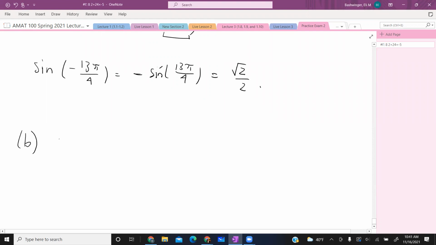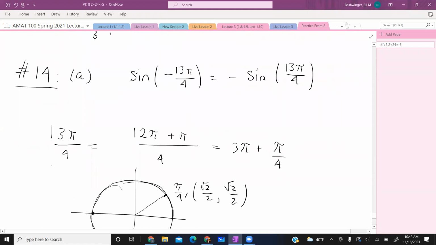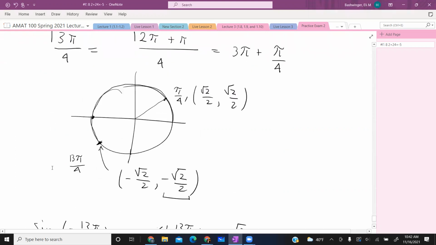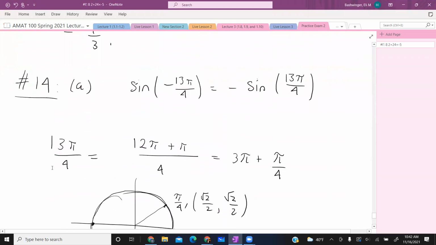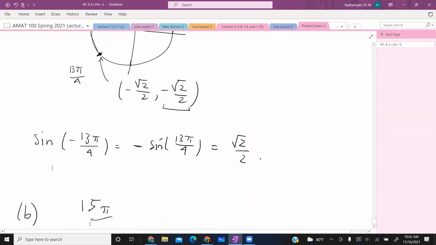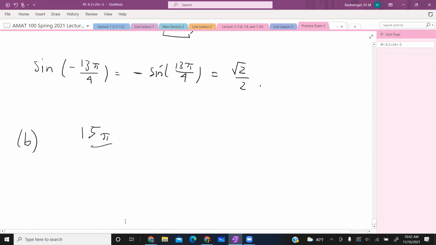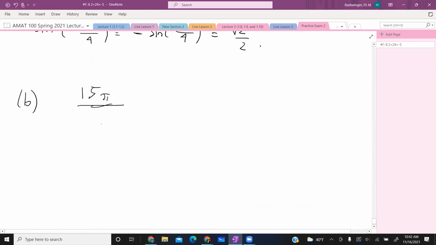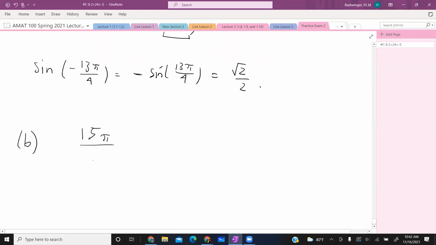And for B, I'll just do B with you. So first of all, we have this number 15 pi over 4. Oh man, I did this wrong, didn't I? I was supposed to do 13 pi over 2. Well, anyways, this is basically the same problem. So here you go, there's 13 pi over 4. I kind of mixed up part A and part B, but anyways, 15 pi over 4 is the same thing.